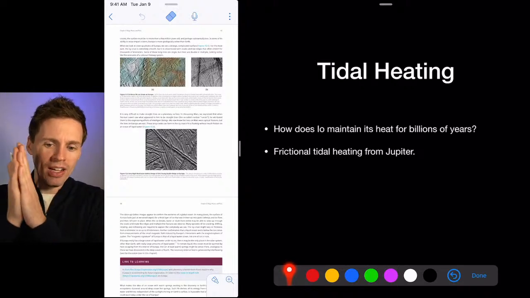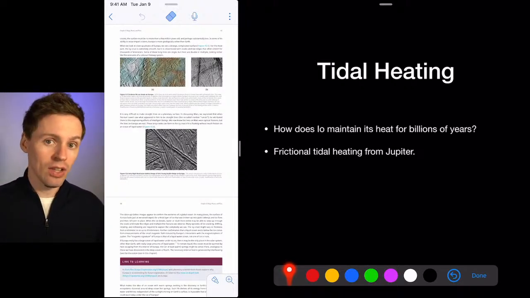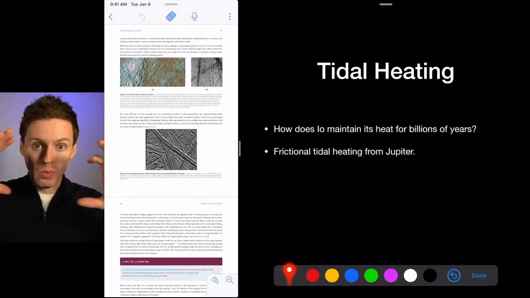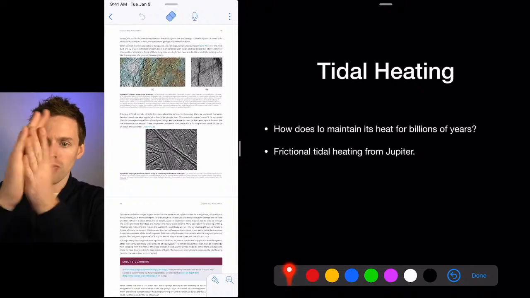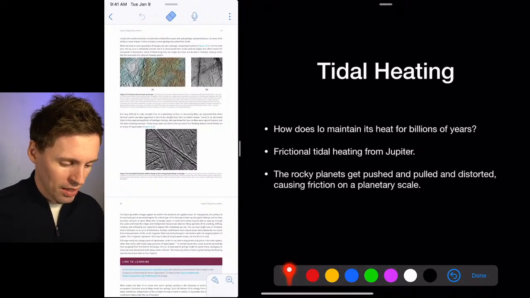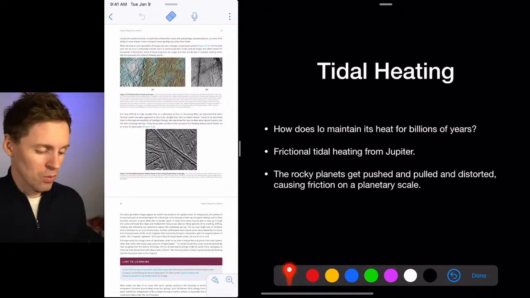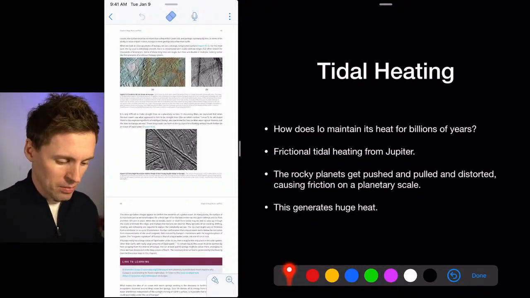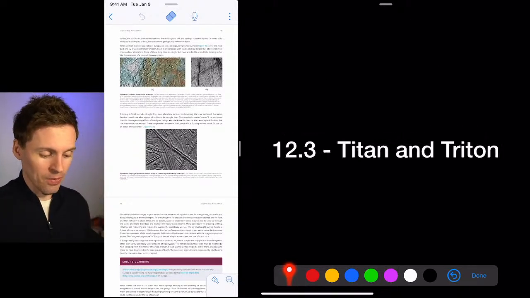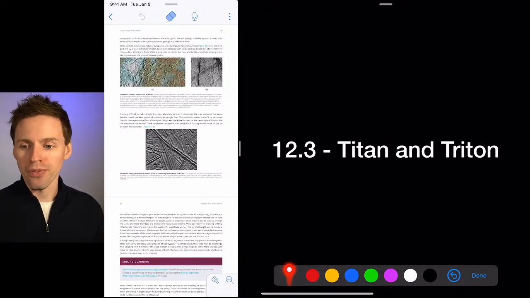and it's like rubbing your hands together. It's going to generate some heat. So that same thing, the whole planet is just rubbing itself into a hot little ball. And the rocky planets get pushed and pulled when they have these tidal forces on them, and it causes friction on the planetary scale, which generates a huge amount of heat.